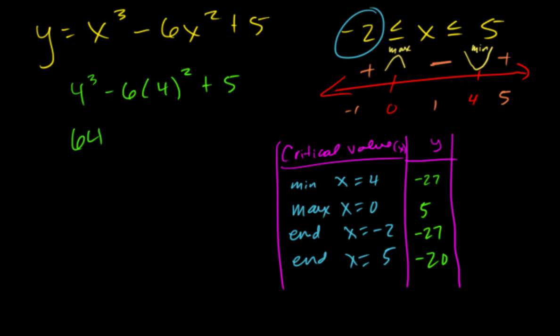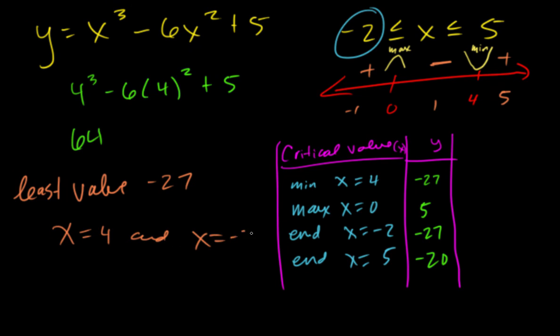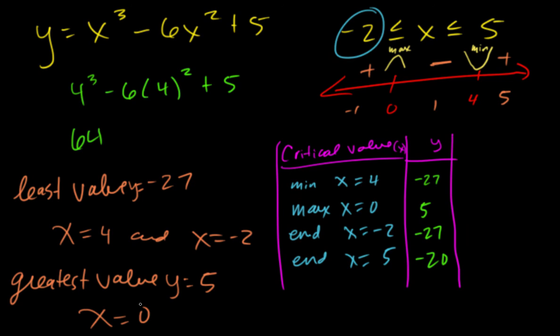Okay. So obviously we're just going to choose the lowest y value for our minimum. So the least value is -27, and this happens when x is equal to 4 and x is equal to -2. Greatest value, I guess say y is equal to 5, and this happens when x is equal to 0.